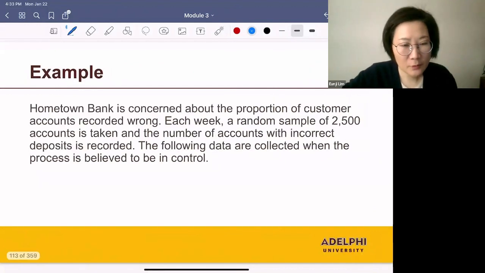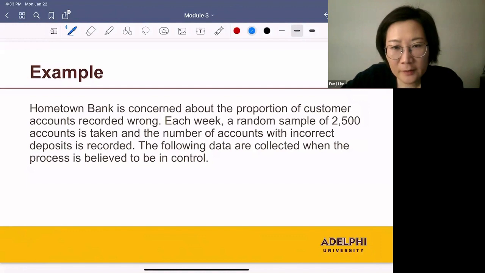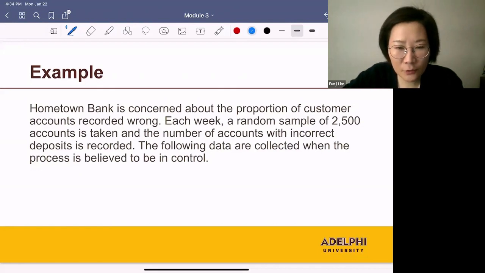I want to take an example and show you how to construct a P chart. Hometown Bank is concerned about the proportion of customer accounts recorded wrong. Each week, a random sample of 2,500 accounts is taken, and the number of accounts with incorrect deposits is recorded. The following data are collected when the process is believed to be in control.